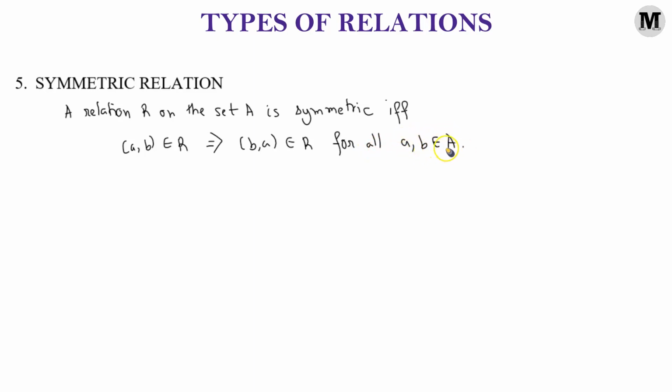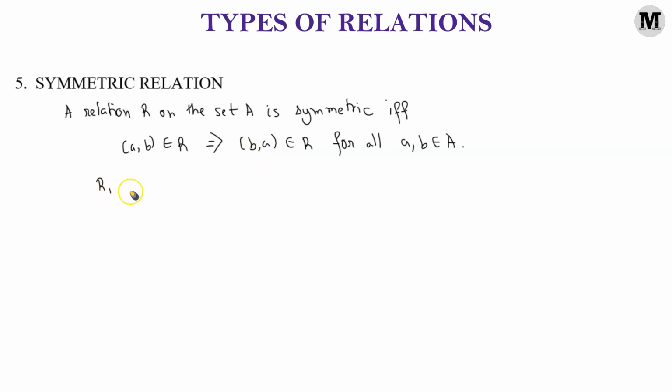So a and b are elements of the set A. Whatever be the values of a and b, if we have the ordered pair (a, b) present in the relation R, then (b, a) must also be present in that same relation R. Only then we can say that R is a symmetric relation.